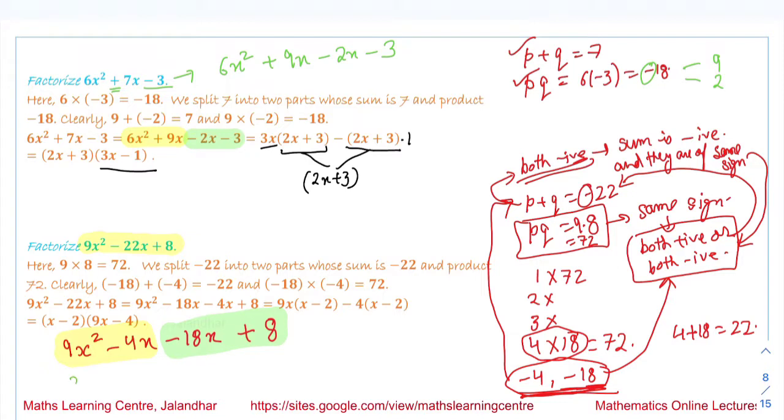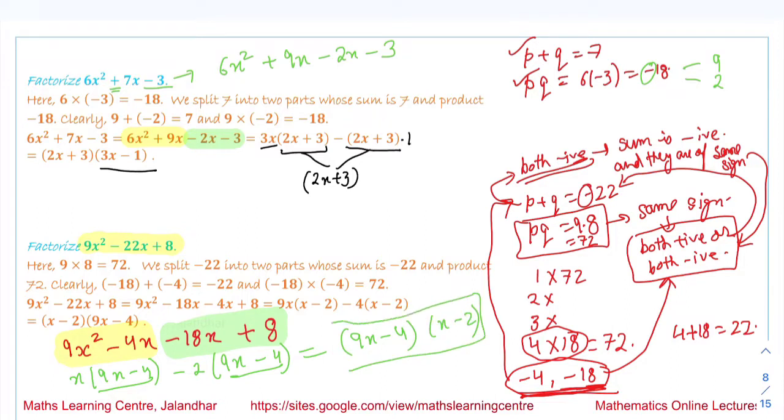From the first group we take x common, we are left with 9x minus 4. From the second group we take minus 2 common, so we are left with minus 9x minus 4. Both these are the same, so we take 9x minus 4 common and we are left with x minus 2, and this is our final answer.